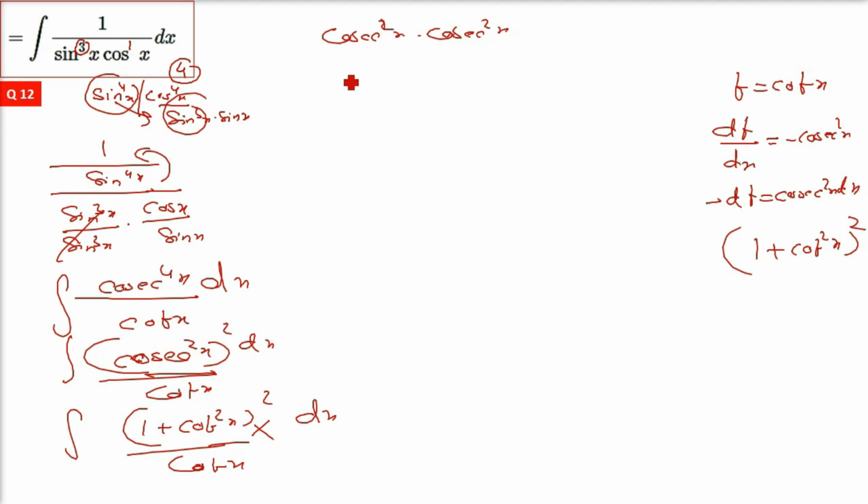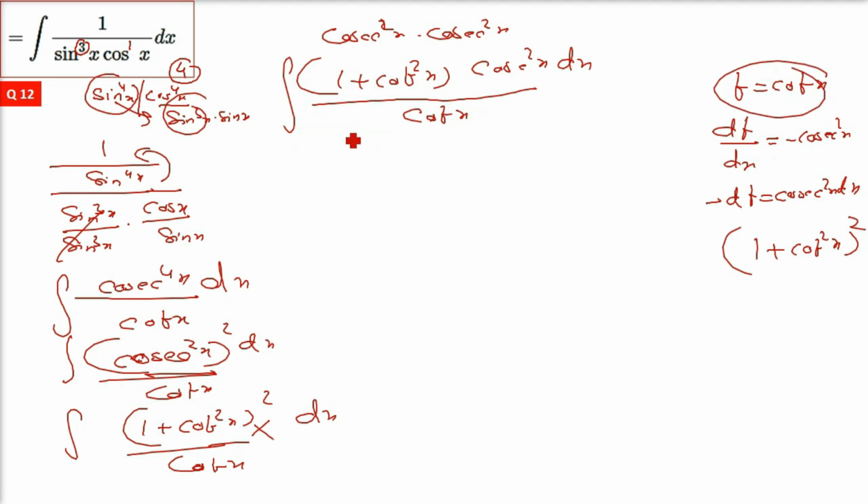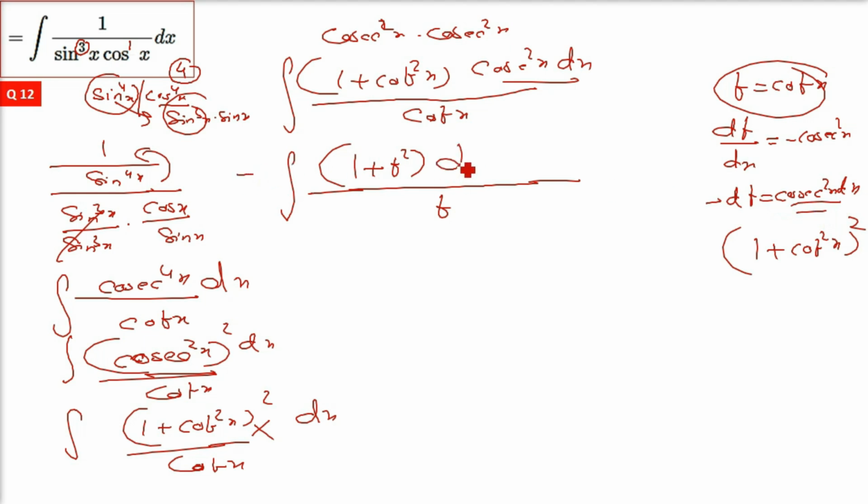This cosec square x can be converted into 1 plus cot square x. The other cosec square x, just let it be like that, cosec square x dx. And in the denominator, you have already a cot x, which will be replaced by t shortly, because all other cot x we have to replace by t, because cosec square x dx will be negative dt. So 1 plus t square, cosec square x dx, of course, negative dt, so negative will come out, it will be dt, and cot x will be in the denominator, which is t only.